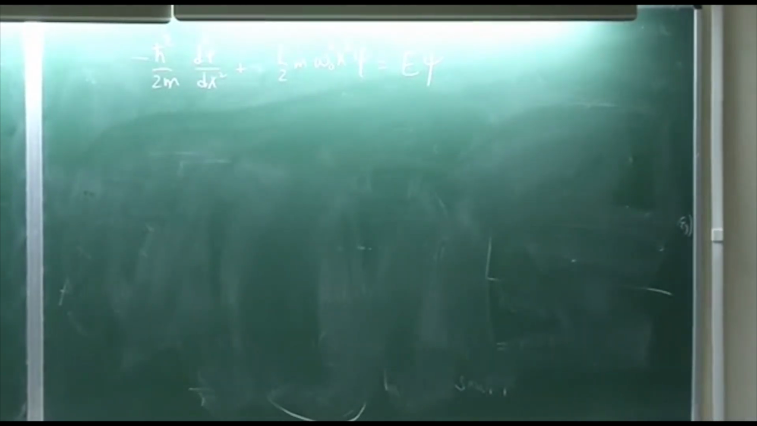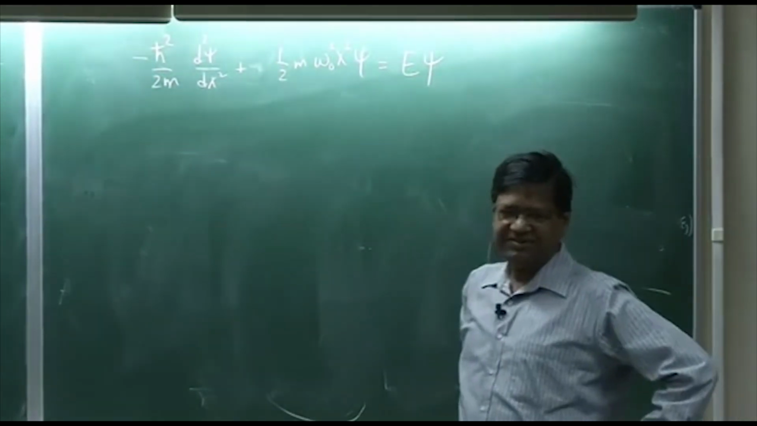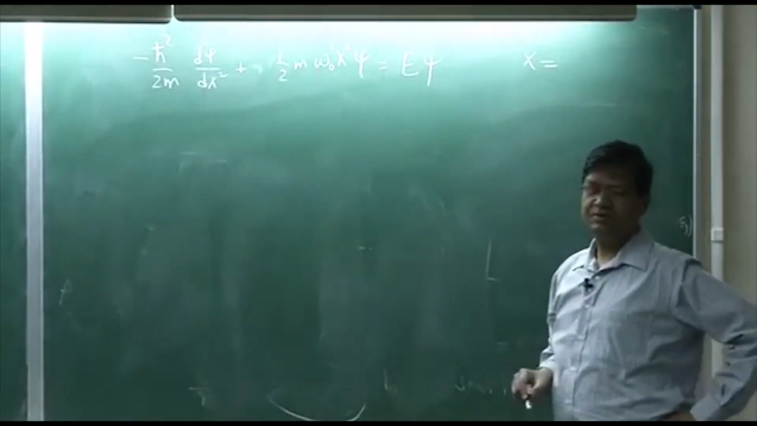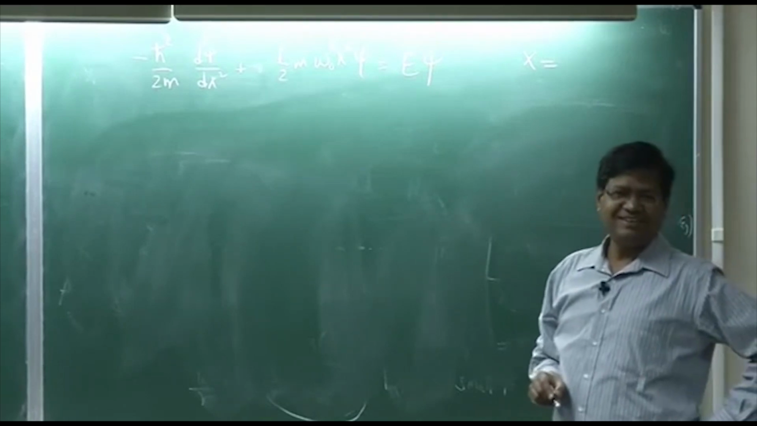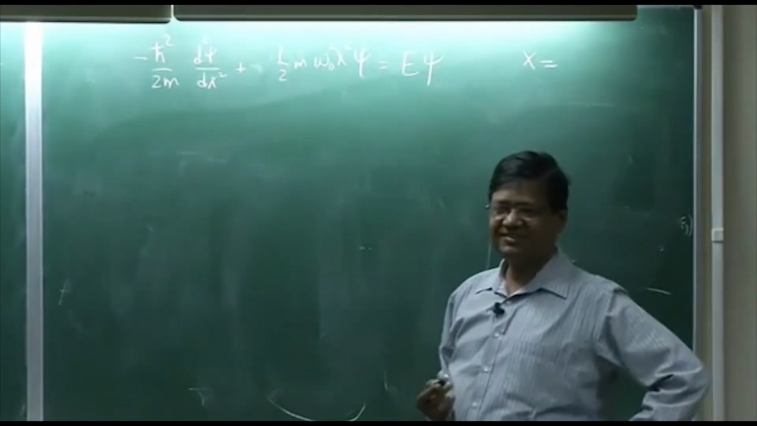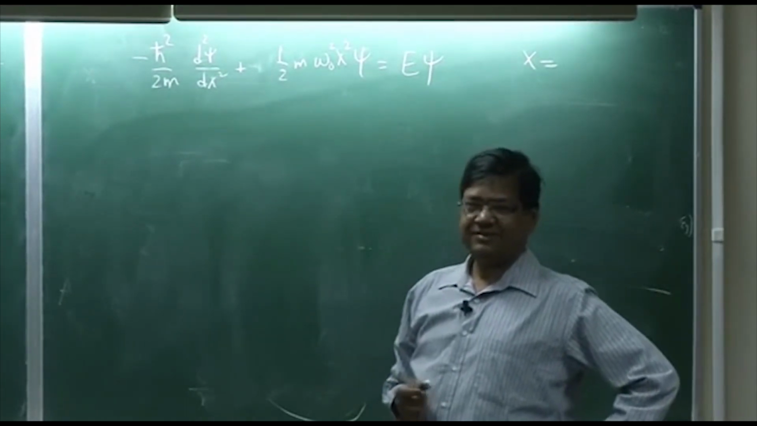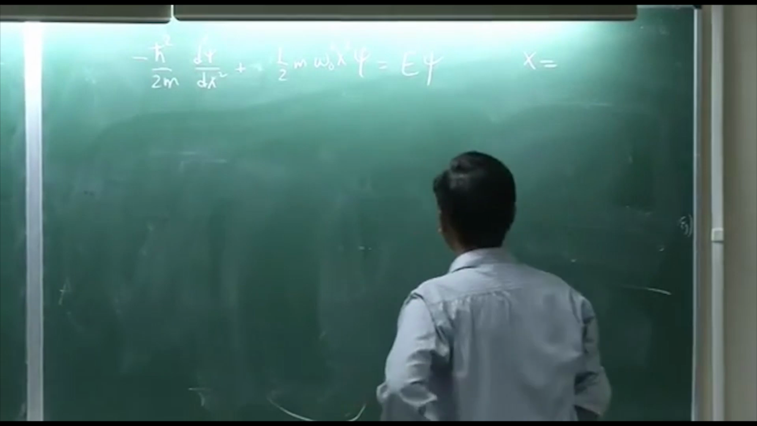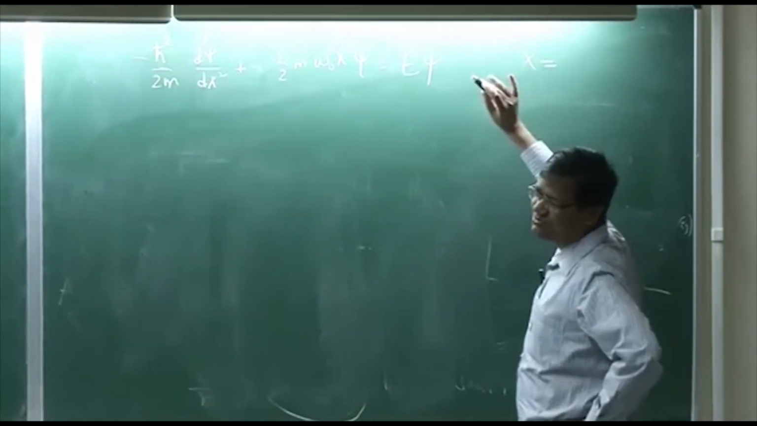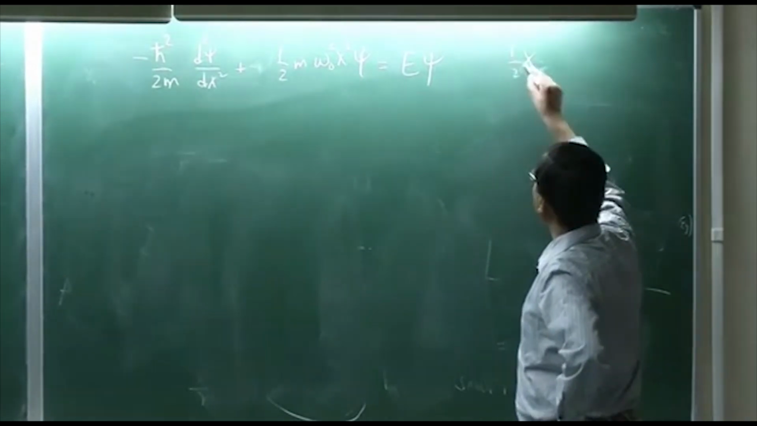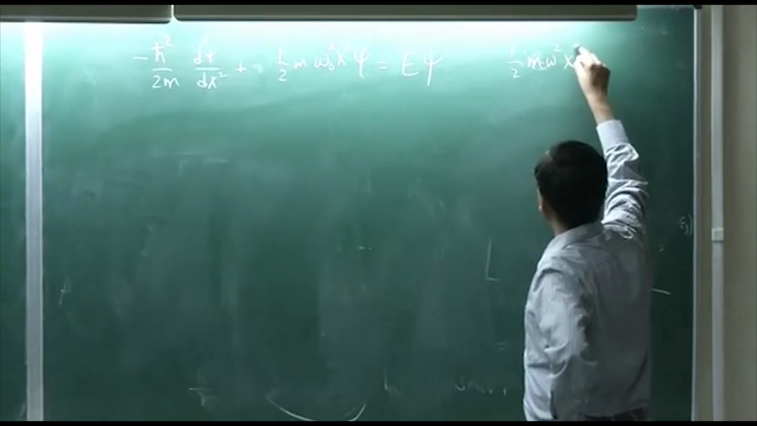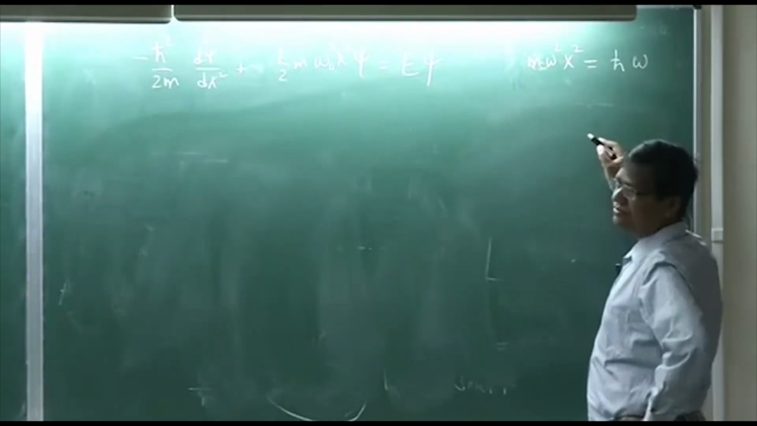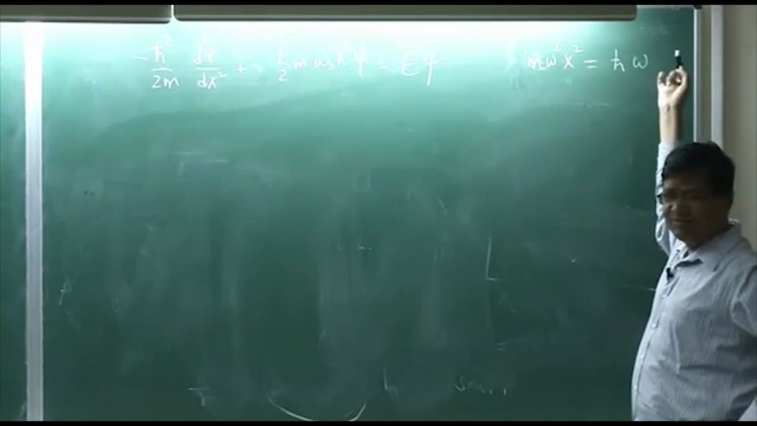So I need to non-dimensionalize this. What should I do? Length scale. So how do I get the length scale? By the way, if you are not doing it, then you are not doing it properly. So half m omega squared x squared, this potential energy, or total energy if you like, is h bar omega. So the energy is of this order.